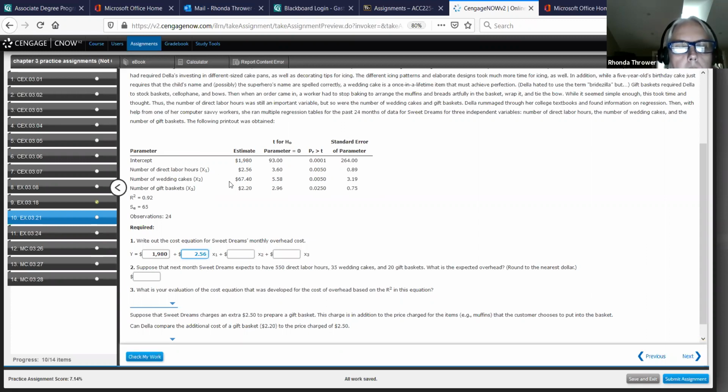Our second type of variable cost will be for the wedding cakes, and it's labeled X subscript 2. So it's $67.40 is what they want you to put here.